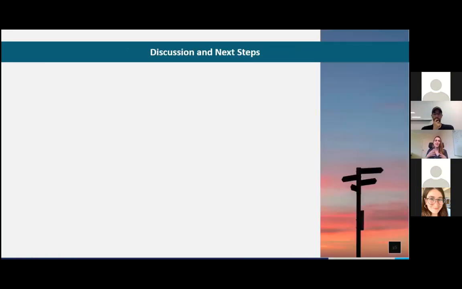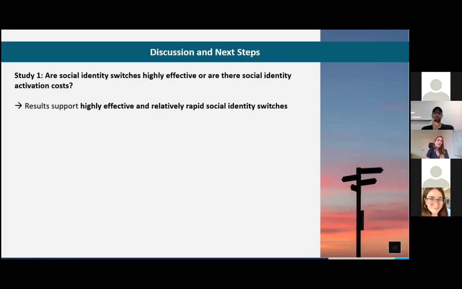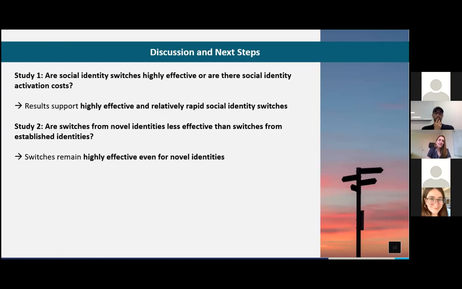Okay, so what could we conclude based on those first 3 studies? First of all, social identity switches seem to be highly effective. We could not find any identity activation costs. Interestingly, we also looked at switch costs in those specific studies, and we did find switch costs. So we know the paradigm was working, but just that the social identities did not come with any costs. And we then also found that switches from novel identities are not less effective than switches away from an established identity.